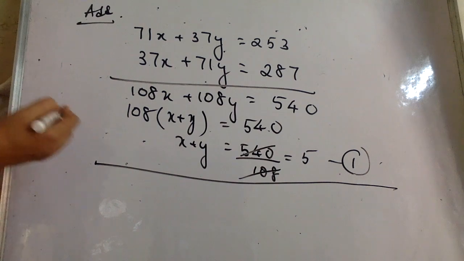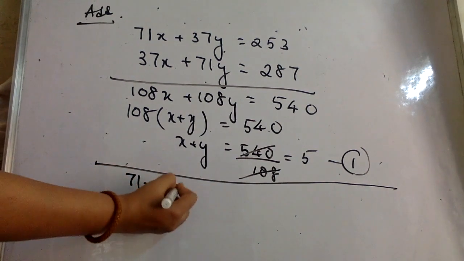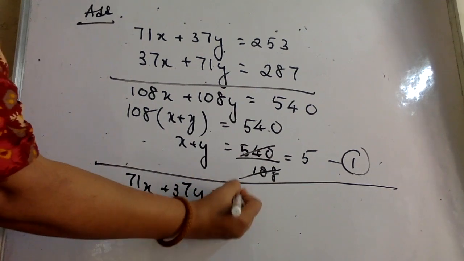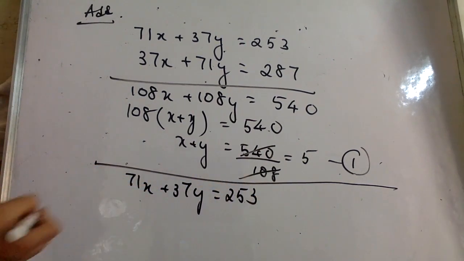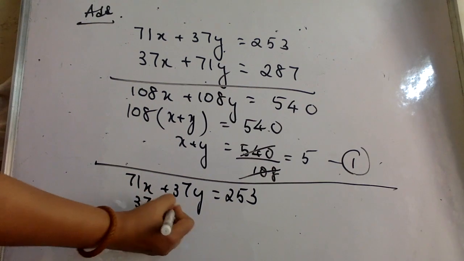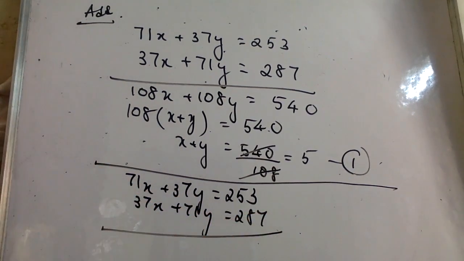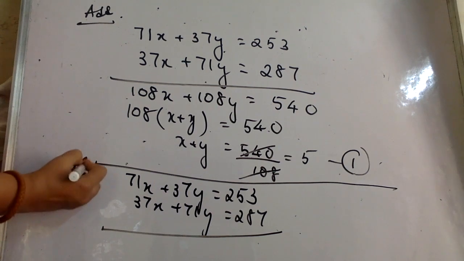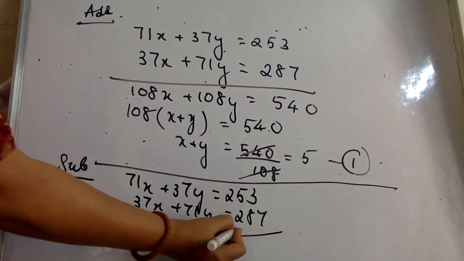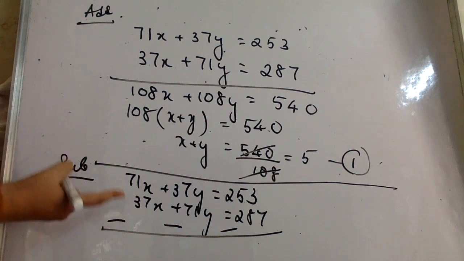Okay, now I shall be subtracting. So 71x plus 37y is equal to 253, and 37x plus 71y is equal to 287. Okay, and I shall be subtracting now. So if I subtract, there's a change in sign, and then this one gives me how much?